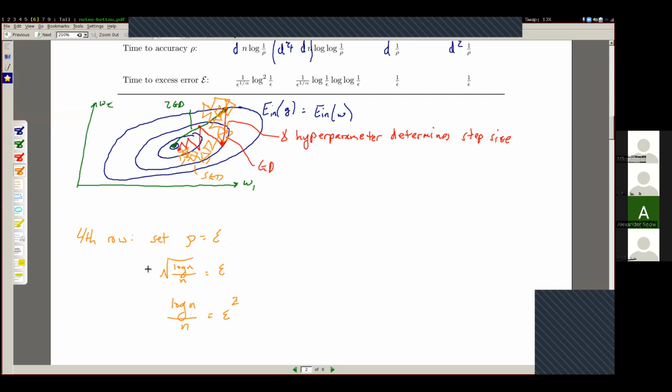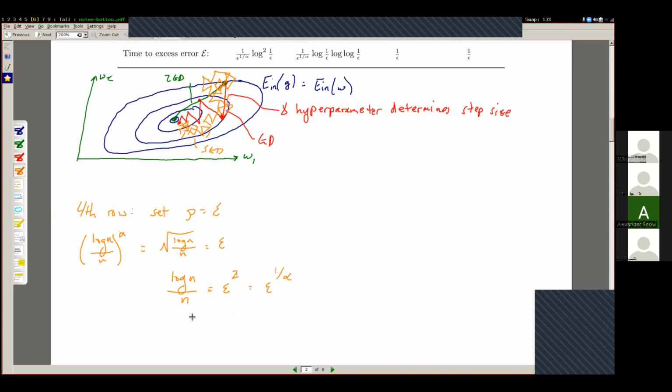More generally, if we had this log n over n to the 1 over alpha, or sorry, to the alpha. So that's what they actually have in the paper. This is specialized for our binary classification situation. Then that'll be epsilon to the 1 over alpha right there. And then solving for n, it's hard to do that in the non-asymptotic case.